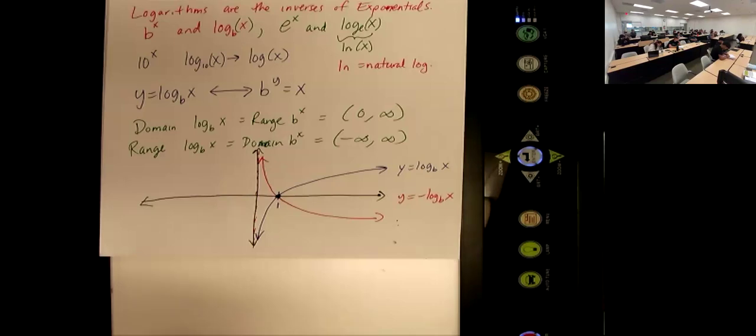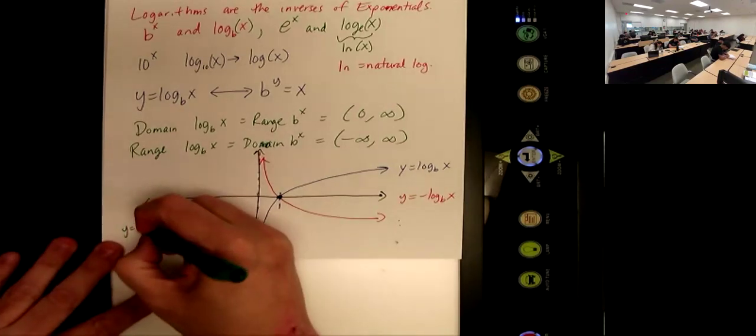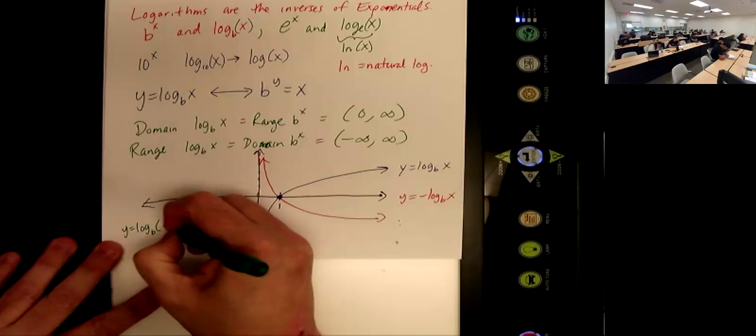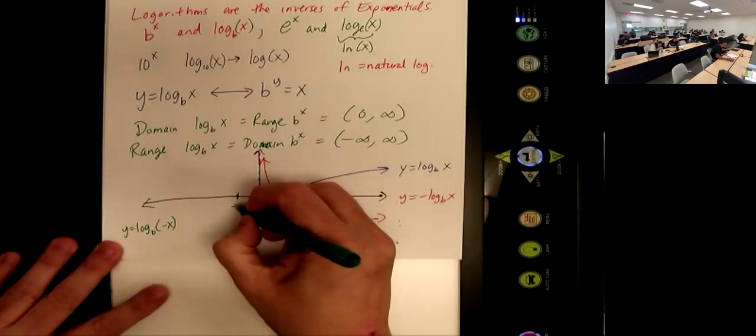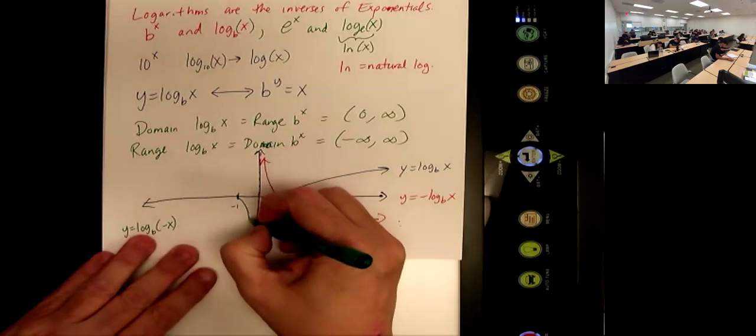And when we have y equals log base b of negative x, that's where it flips across the y-axis. And I'll do stuff like that.